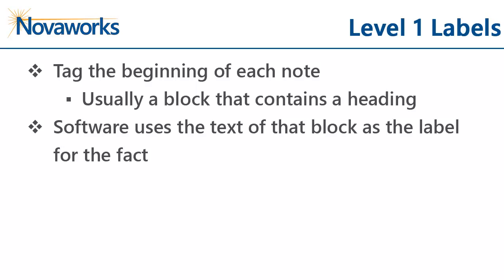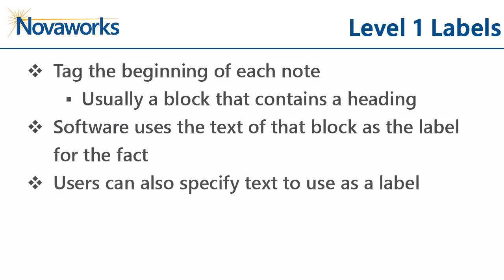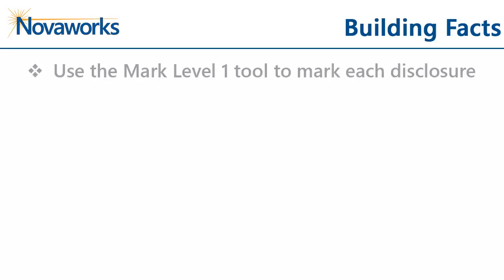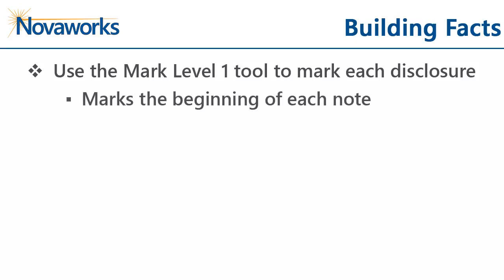So for example, if we tag Note 1, Basis of Presentation, with the XBRL element, the label will be Note 1, Basis of Presentation. A filer may or may not like that label. Some filers include the numbering in their labels, others prefer not to. Within the software, you can also specify the text to be used as the label. What I'm going to show in this tutorial is how to use the Mark Level 1 tool to mark each disclosure. The Mark Level 1 tool is going to mark the beginning of each note.